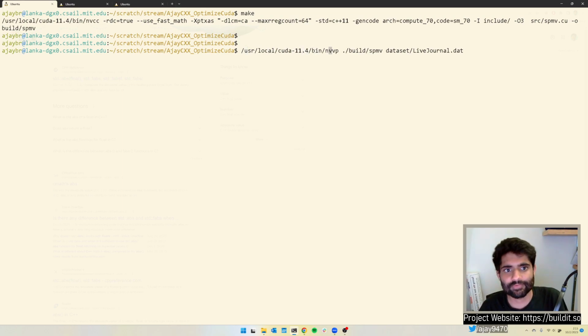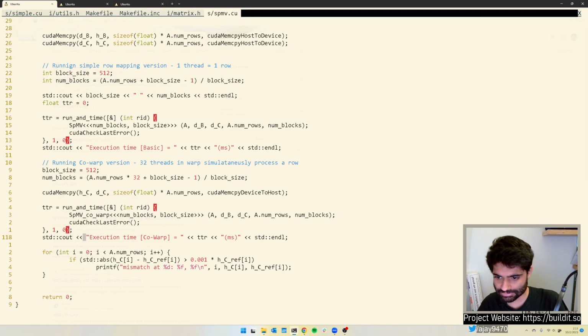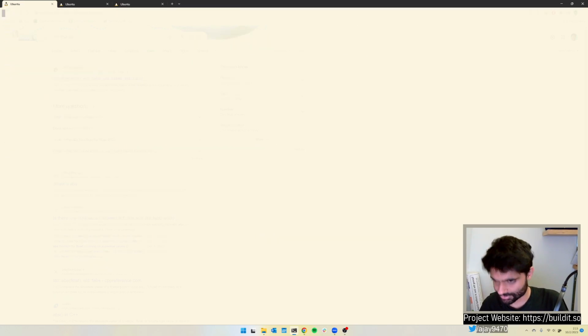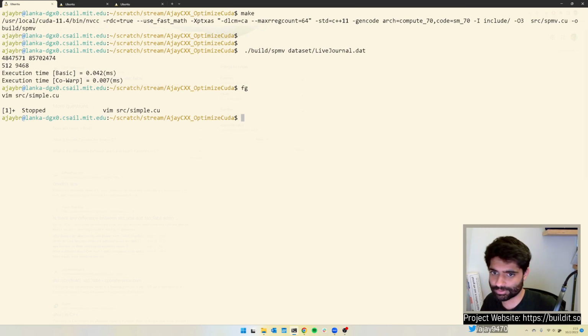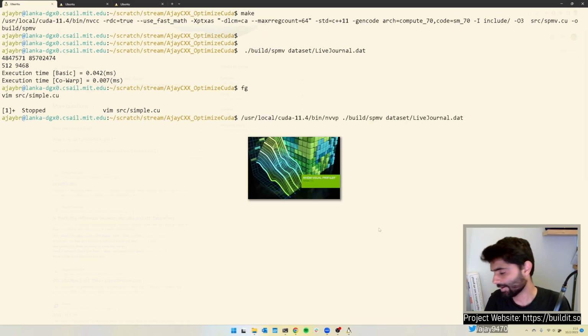Let's not run NVVP for now. Let's just run it normally and see if there's a performance difference. Okay, so there is a huge difference. First of all, it went from 0.42 milliseconds to 0.007 milliseconds. We have asserted correctness of this, so we have a huge improvement here. Let's look at Visual Profiler and see where this comes from.